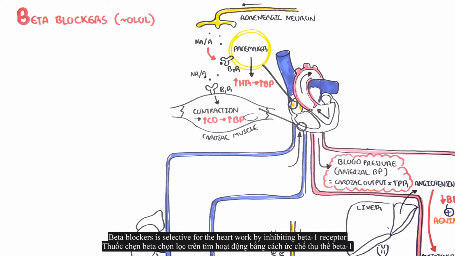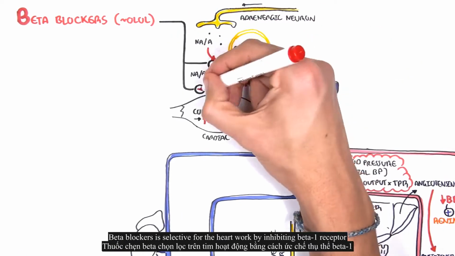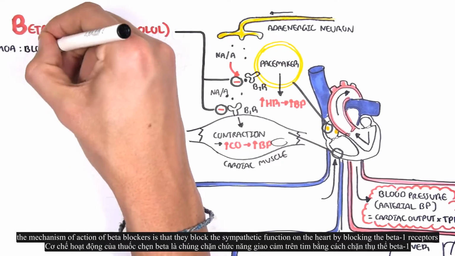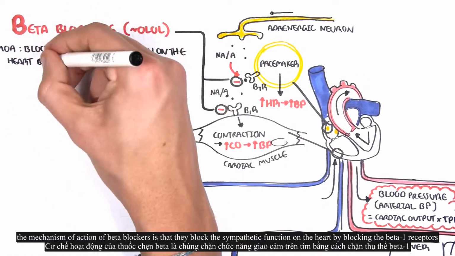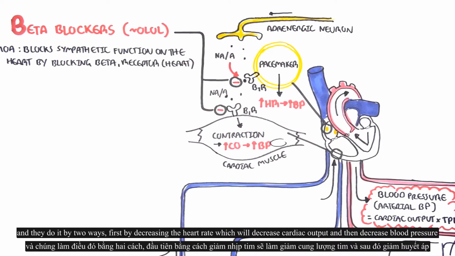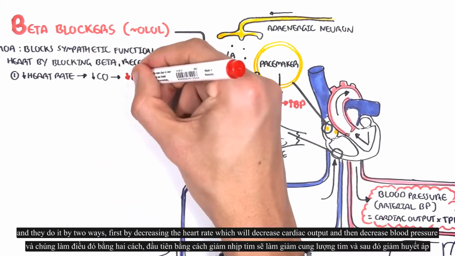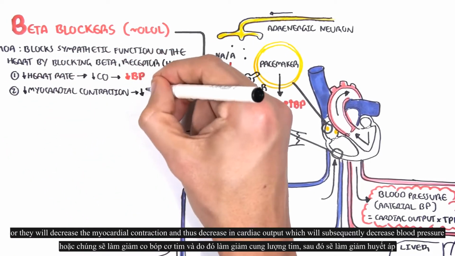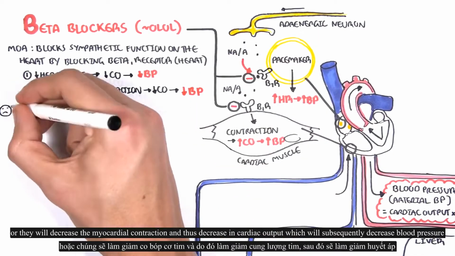Beta blockers selective for the heart work by inhibiting beta-1 receptors. The mechanism of action of beta blockers is that they block the sympathetic function on the heart by blocking the beta-1 receptors. And they do this in two ways. First, by decreasing the heart rate, which will decrease cardiac output and then decrease blood pressure. Or they will decrease the myocardial contraction, the strength, and thus decrease cardiac output, which will subsequently decrease blood pressure.